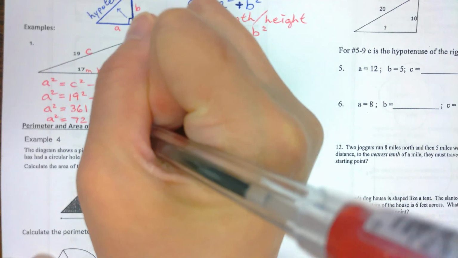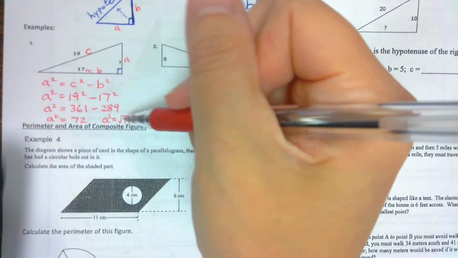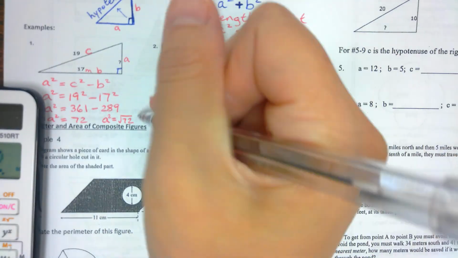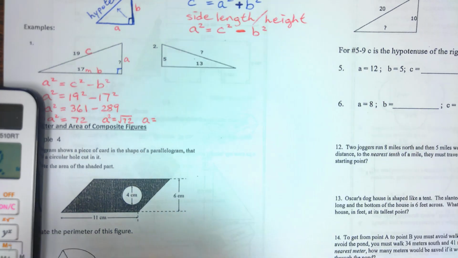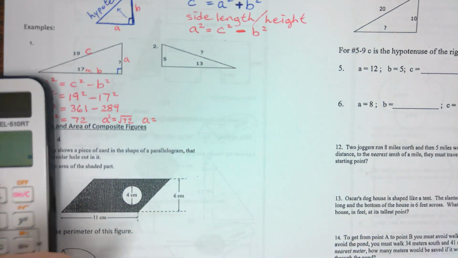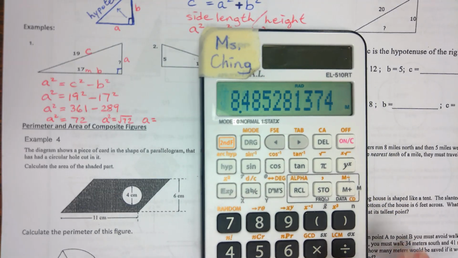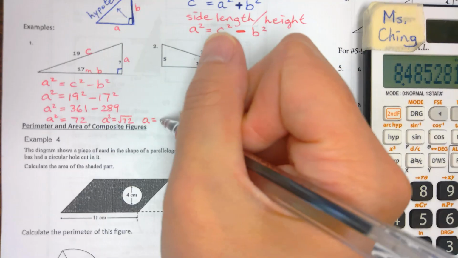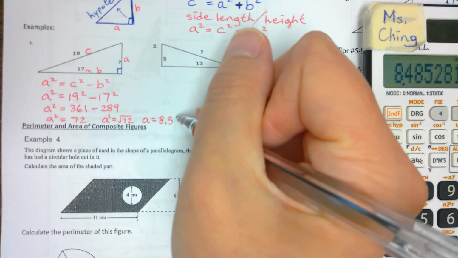So I'm gonna square root 72. Square root is the opposite of square. So when I do that, I get a equals what was it? 8.5. Okay, so square root 72, you get 8.5. I'll round it to 1 decimal place. What's my unit? Meters, because it's a length.